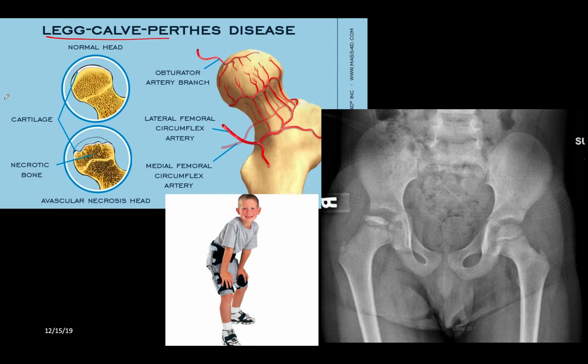You can see in Legg-Calve-Perthes disease, what you have is just necrotic bone in the area of the head of the femur. This could be due to this obturator artery branch, which comes out of the pelvis. It could be due to some of these lateral femoral circumflex artery. At this point, we don't really know exactly what the cause is. It's idiopathic. We just know that what happens is you start to get necrosis of this area.